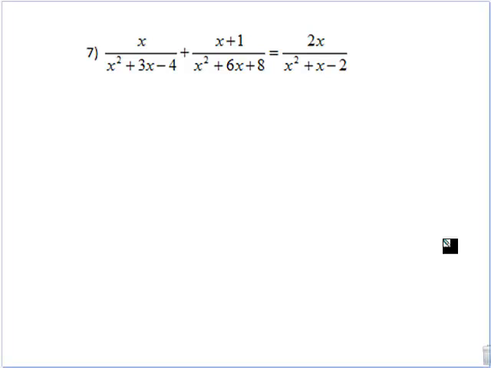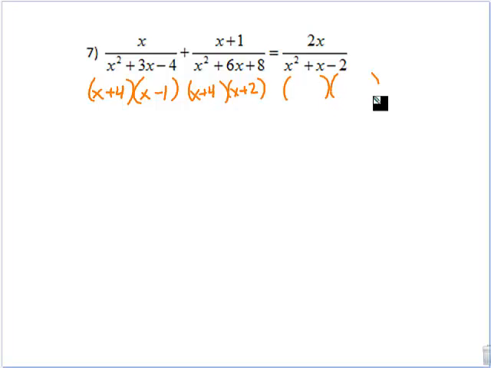So x squared plus 3x minus 4. We know it's x and x, and then how does it factor? Yeah, x plus 4, x minus 1. x squared plus 6x plus 8. Yeah, x plus 4, x plus 2. x squared plus x minus 2. Yeah, x plus 2, x minus 1.